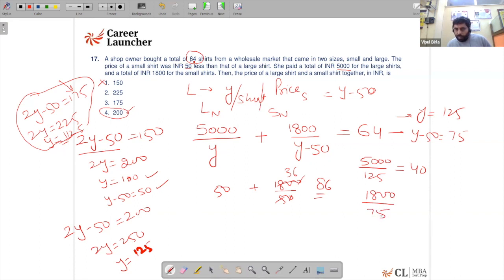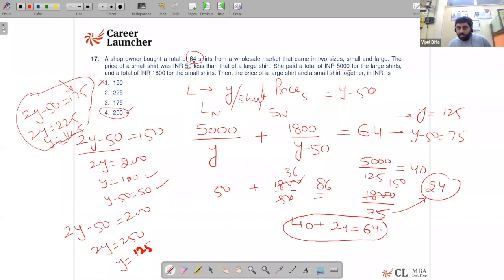Now 75 twos are 150, so therefore I am left with 30. 75 fours are 300. So if I need to solve it with this, I'm getting 24. So 40 of the large type and 24 of the small type, which comes out to be 64, which is given in the question as well.